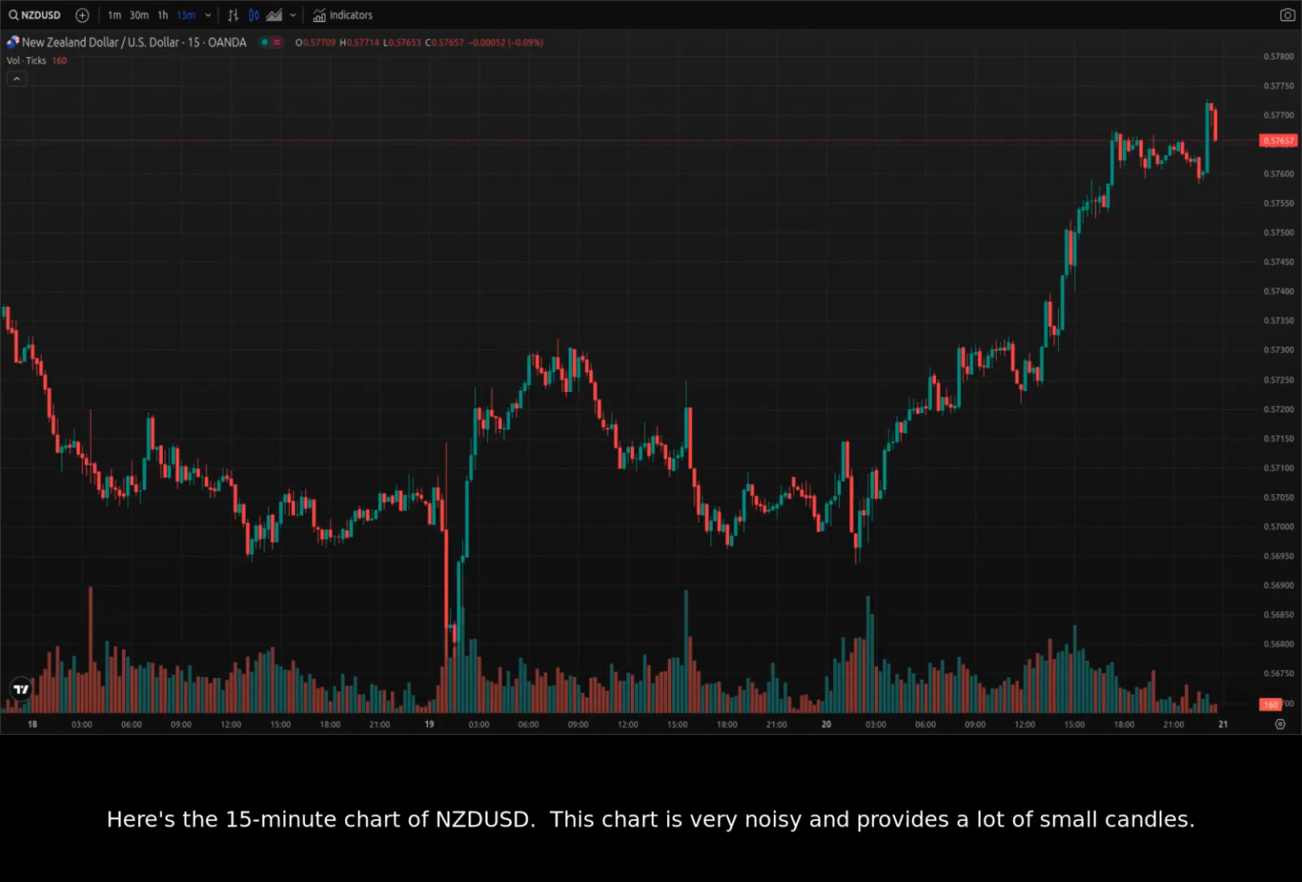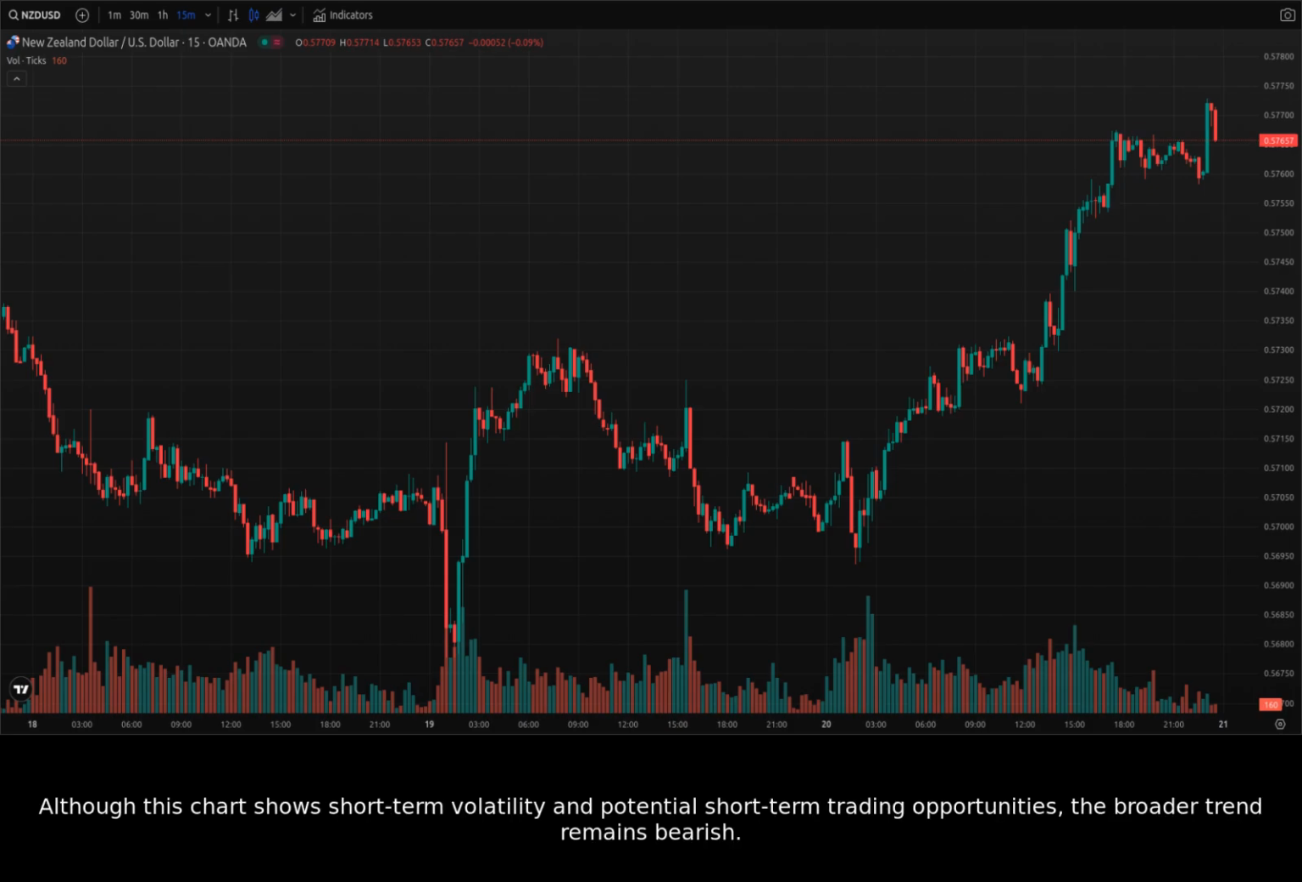Here's the 15-minute chart of NZDUSD. This chart is very noisy and provides a lot of small candles. We'll be focusing on the most recent movements. Here, we see a consolidation of price within a tight range. Although this chart shows short-term volatility and potential short-term trading opportunities, the broader trend remains bearish.